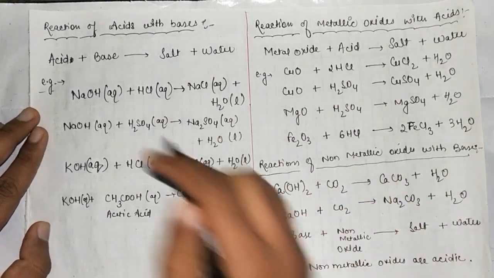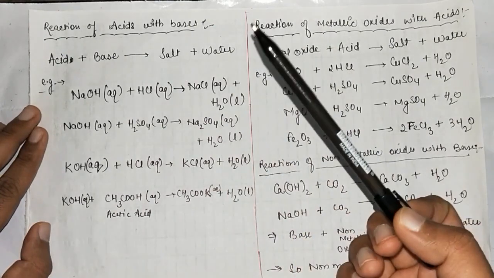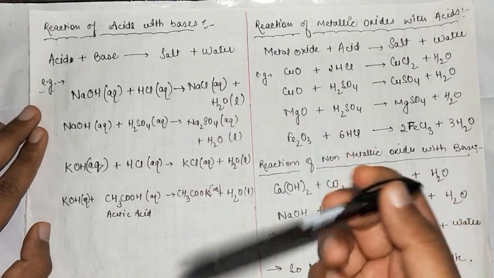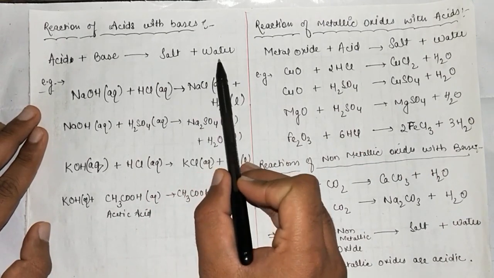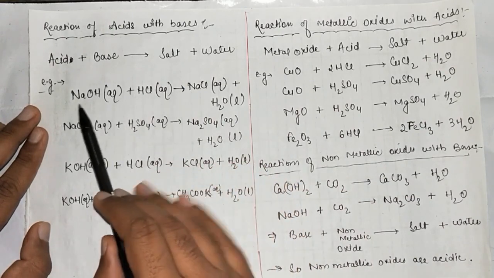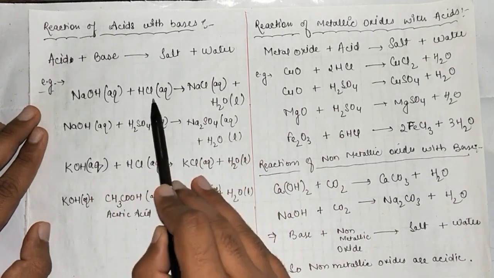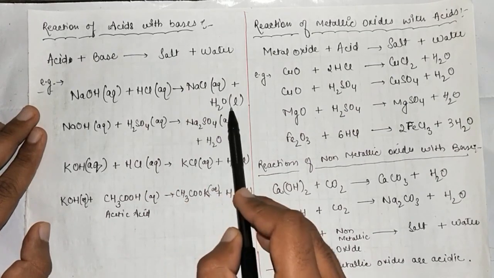Now come to the reactions of acids with bases. What happens when an acid reacts with a base? Whenever an acid reacts with a base, always a salt is formed and water is also formed. We can take examples like NaOH base, HCl acid. Whenever they react with each other, they form NaCl and water.